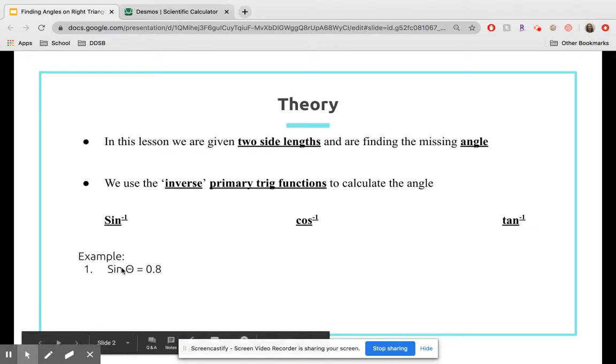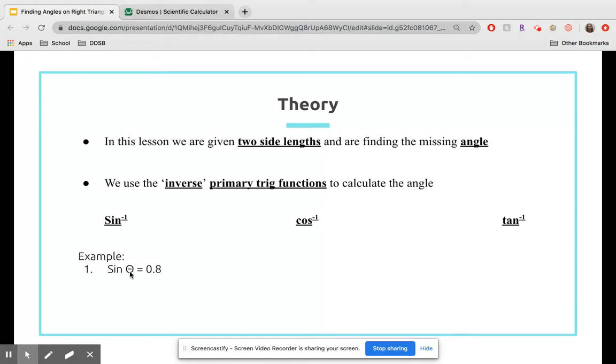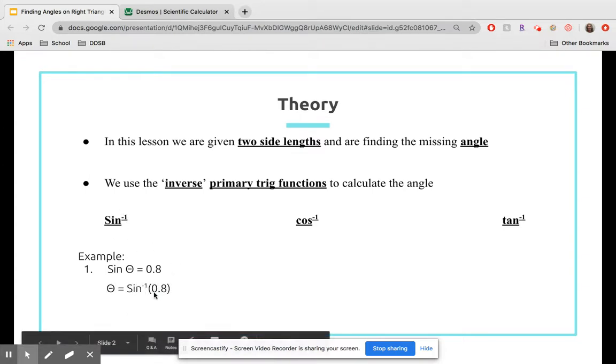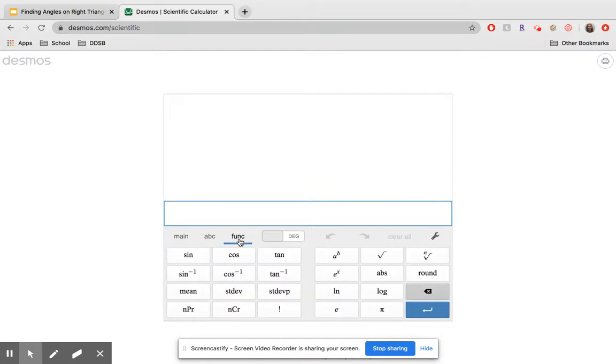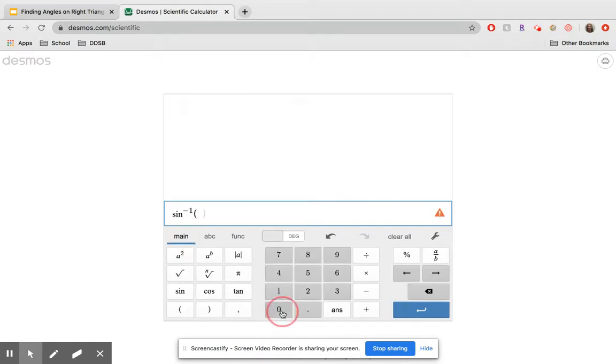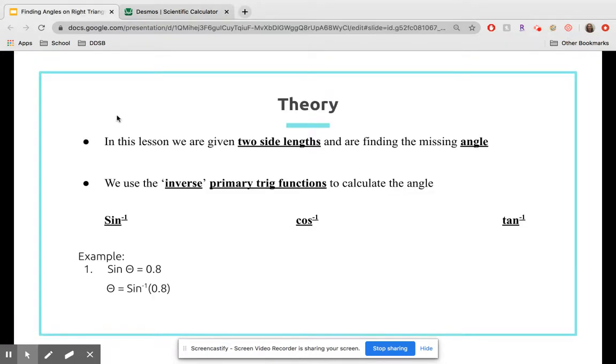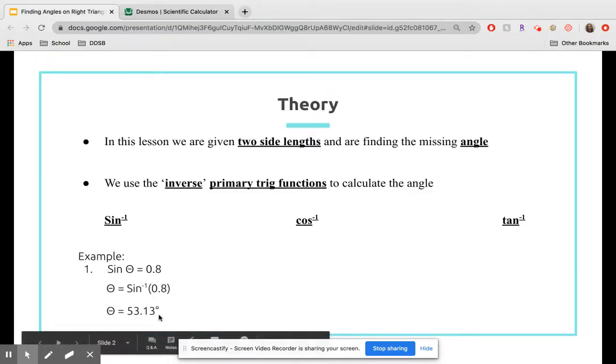We need to bring this sine to the other side. So when I bring the sine to the other side so that theta is by itself here, I need to have the sine inverse function, so this one here. So I'll get sine inverse of 0.8. This is what I'm going to plug into the calculator. The Desmos calculator is a great one. Under function, we've got the sine inverse, and then I type in 0.8. That gives me 53.13, which is the answer right there.